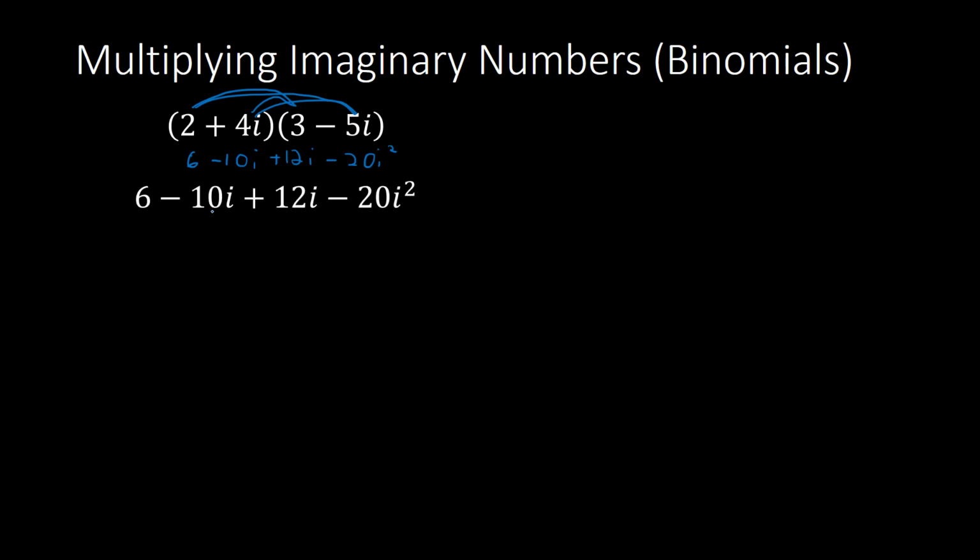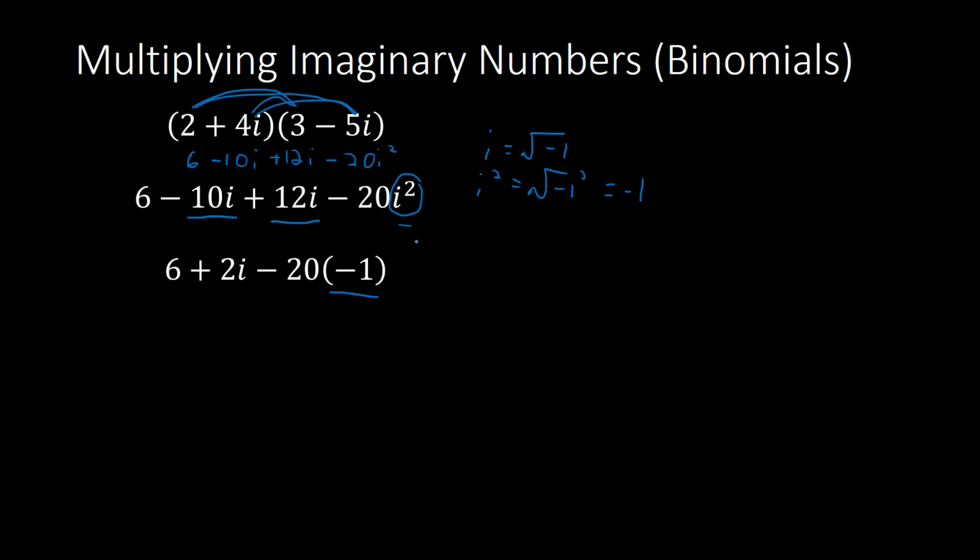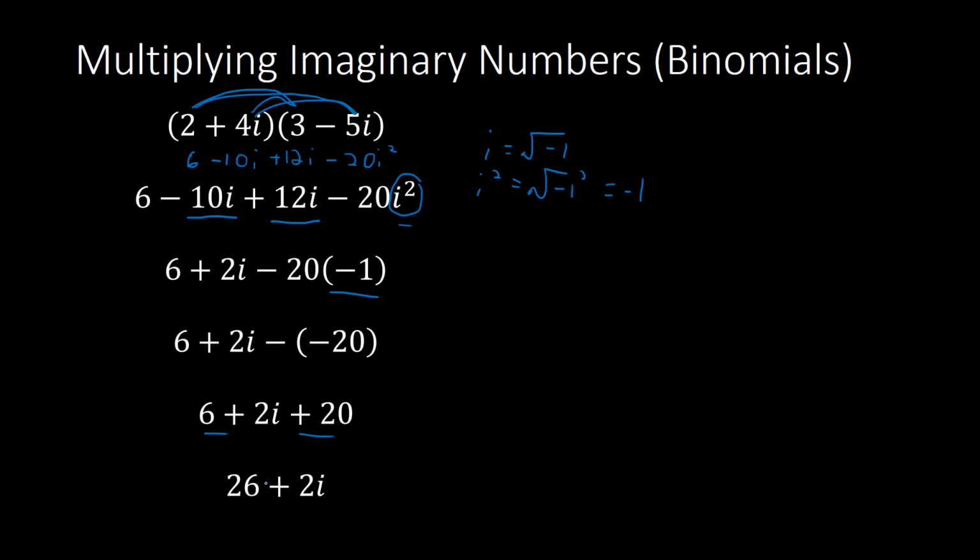And then from here, we just want to combine like terms, negative 10i and the 12i. And the only thing that's really different is right here, the i squared. Remember, i is the square root of negative 1. i squared would be the square root of negative 1 squared, which would be just negative 1. So what I have is negative 10i plus 12i, which would give me a 2i. And then i squared would be a negative 1. So then negative 20 times negative 1 gives me a plus 20 right there. And 6 plus 20 would give me a 26. So my solution, when I multiply, would be 26 plus 2i.